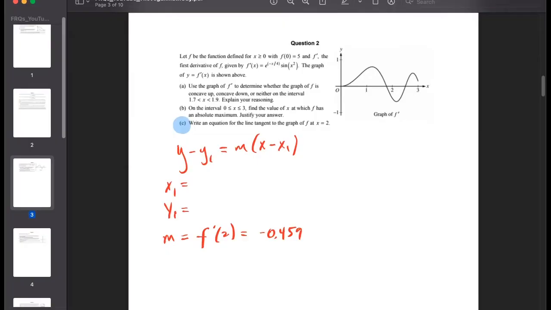Let's go to x1. We know that that's going to be 2. The challenge here is to know your y1. They're not going to make it that easy for us. y1 is the same value as f of 2. So we need to figure out what that is.